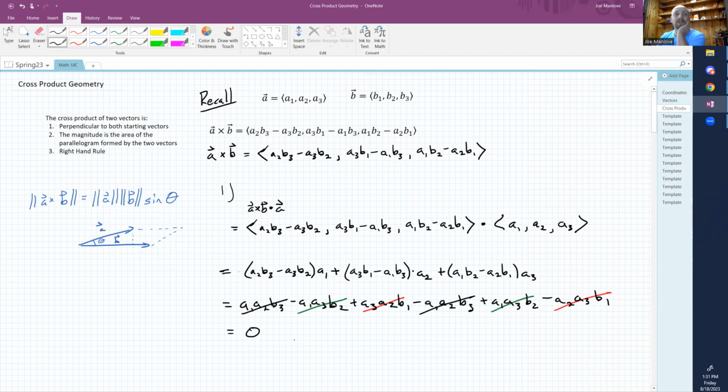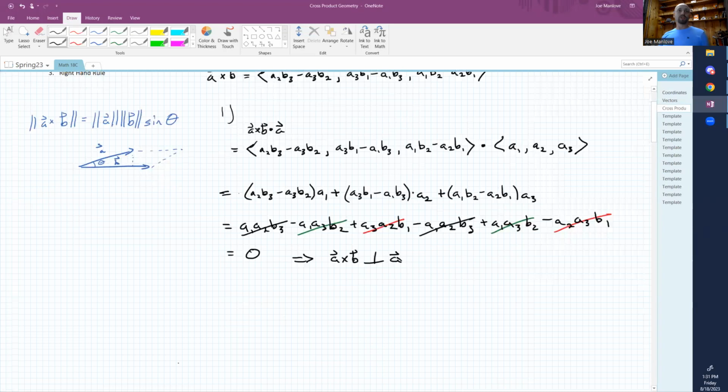And so ultimately what that means, from talking about the geometry of dot products earlier, is that A cross B is perpendicular to the vector A. Okay, rad. Now I would need to do this with the vector B. I'll let you guys do that. It's not any different. Same thing.